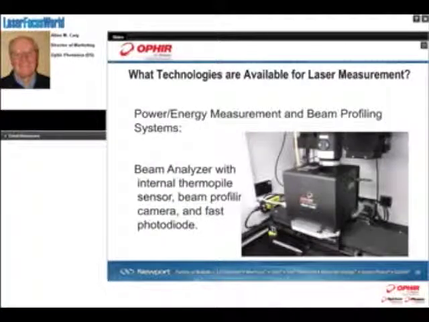Here is another all-in-one system that's made by Ophir and Spiricon. This device is called a Beam Cube, and it's a beam analyzer that, again, gives you your output power. It's going to give you your focus spot size and also tell you how the beam energy is distributed across the beam, because it is a camera-based beam profiler. And also, the device has the ability to measure your temporal pulse shape as well. So this device here is also another good all-in-one system as well.